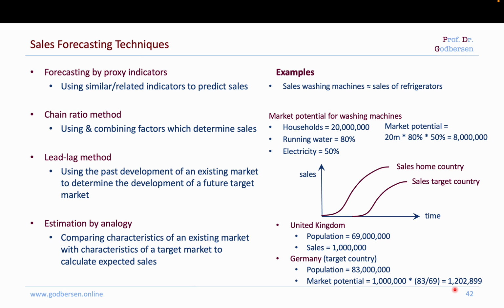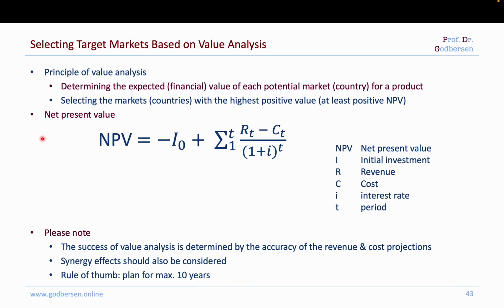What you definitely should do is a more detailed approach, conducting a value analysis to see how much money we can actually get out of the target market. And to determine a value analysis, you should calculate the net present value. As mentioned before, the principle of this value analysis is determining the expected financial value of each potential market for a given product. The potential market, normally in international business, is a country. And then you select the countries with the highest positive value. At least they should have a positive net present value, so they do not turn a loss in these countries. The net present value is calculated, as you see, with this equation.